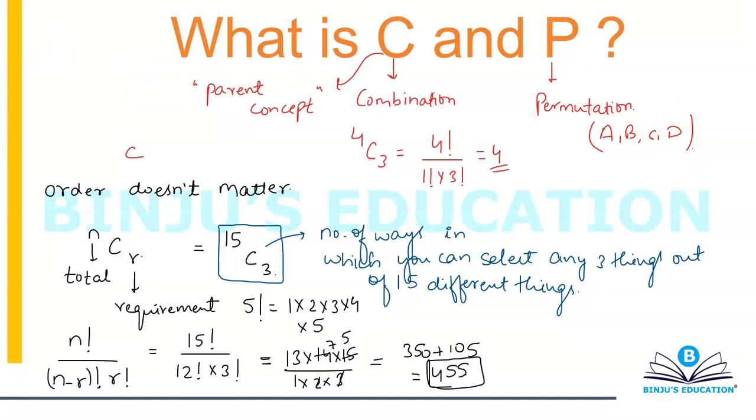Now the order doesn't matter. So what are the ways? I can call A, B, C. That's one way. I can also call A, B, D. That's second way. I can call A, C, D. That's third way. And I can also call B, C, D. That's fourth way. Apart from these 4 ways, there is no fifth way in which you can call 3 students out of A, B, C, D on a stage. I have covered all the ways. So this is how you define combination.